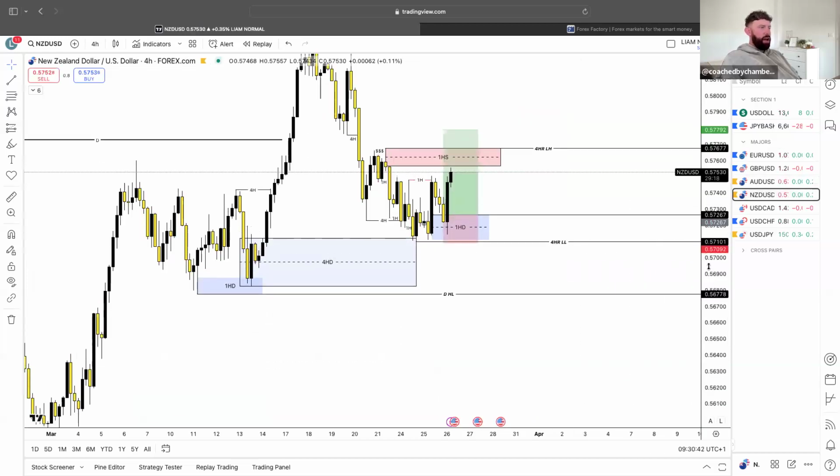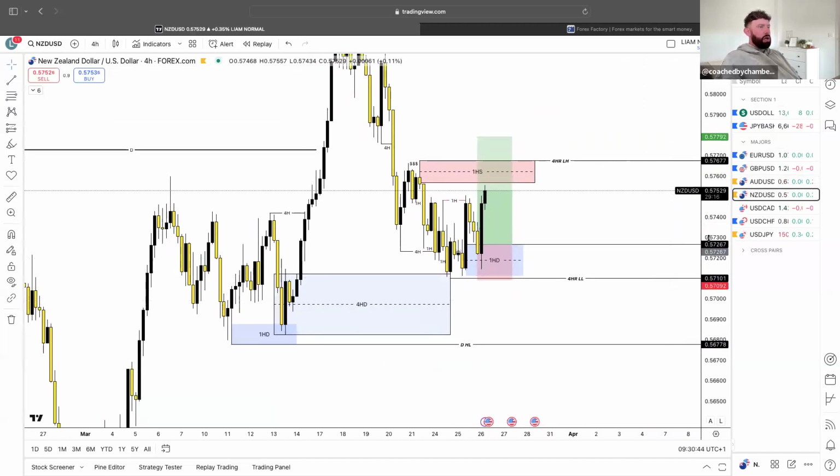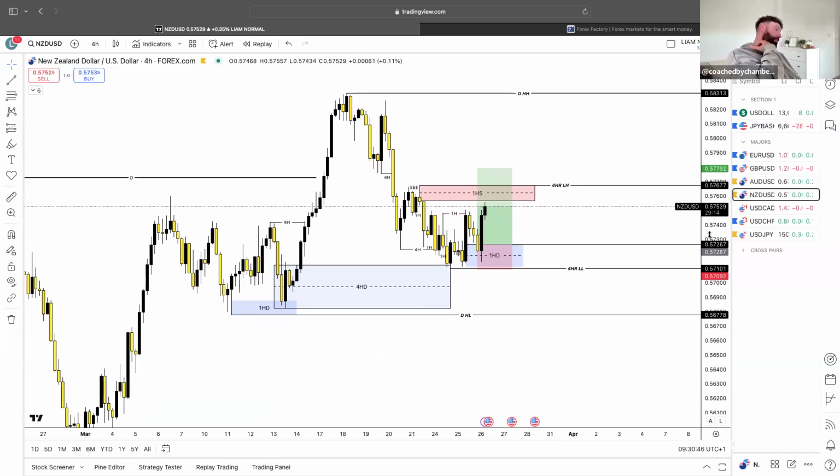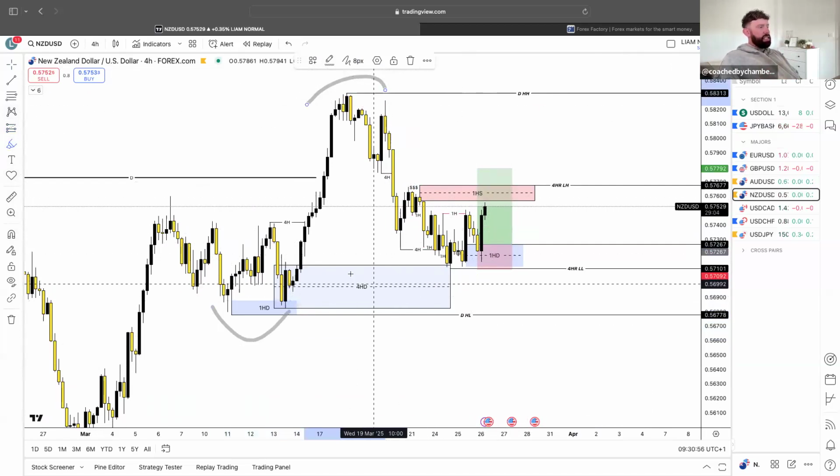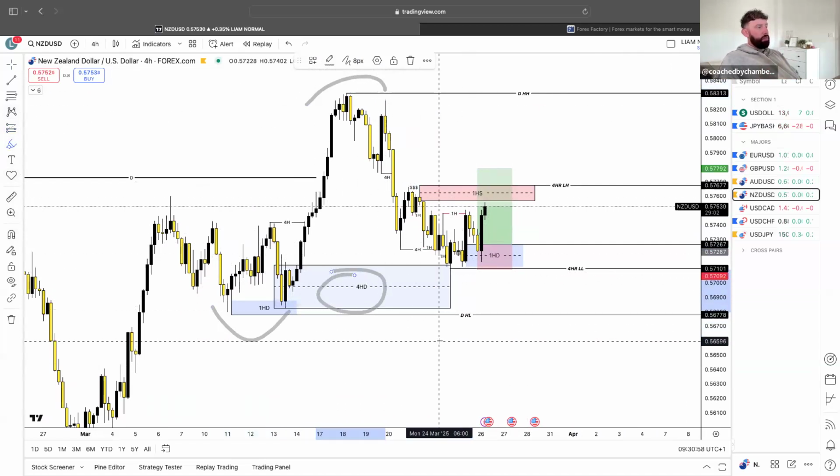Now, same for NZUSD. A little bit more clean, to be fair, in my eyes anyway. And the reason for that is daily is bullish. Daily higher low, daily higher high. Now, this is my 4 hour and daily demand area, pretty much. I think it's a daily demand area.